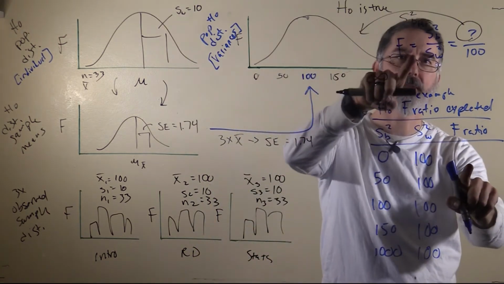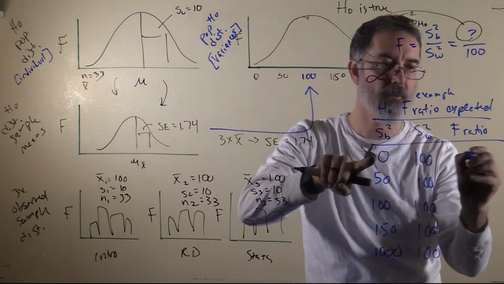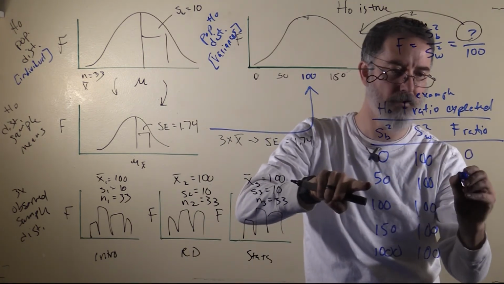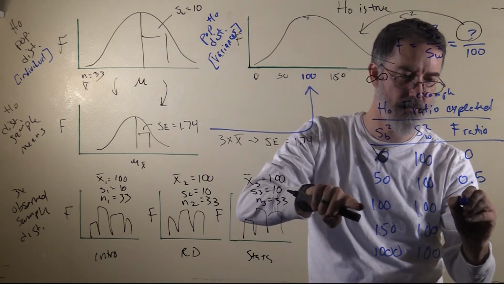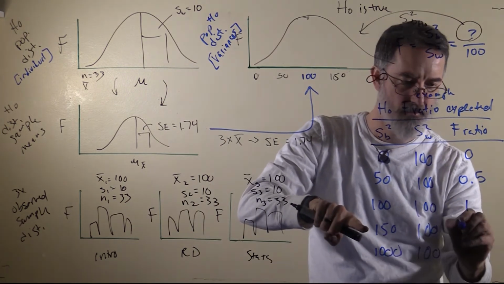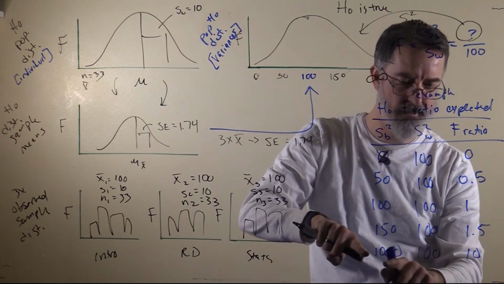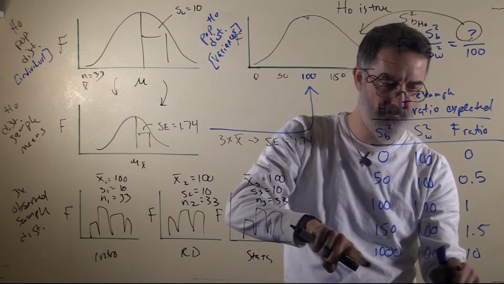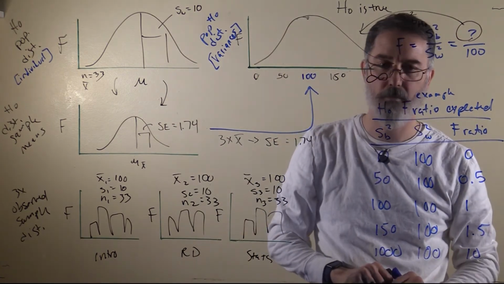Right, and then what we'll do is divide the between by the within. So 0 divided by 100 is 0. 50 divided by 100 is 0.5. 100 divided by 100 is 1. 1.5. And this would be 10. Right, and this could go on forever. So the F ratio will get bigger and bigger and bigger with no limit.